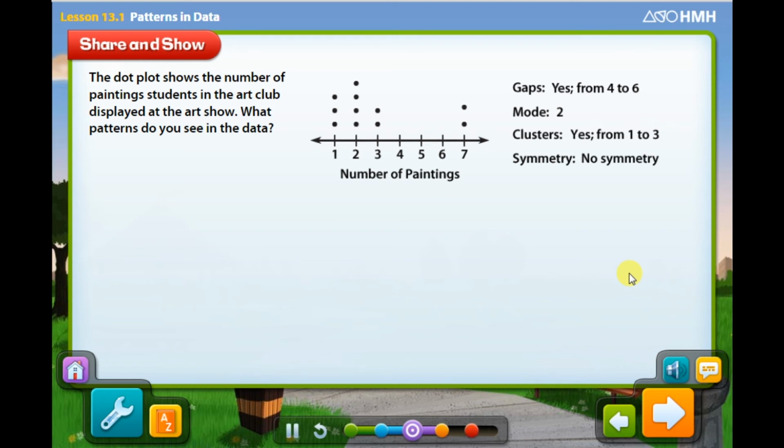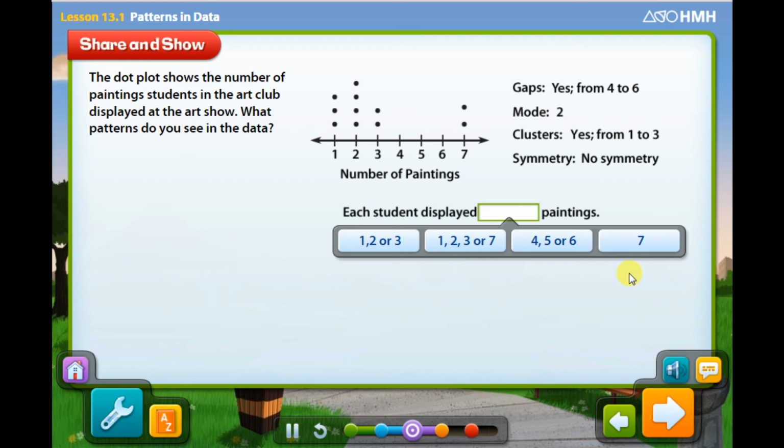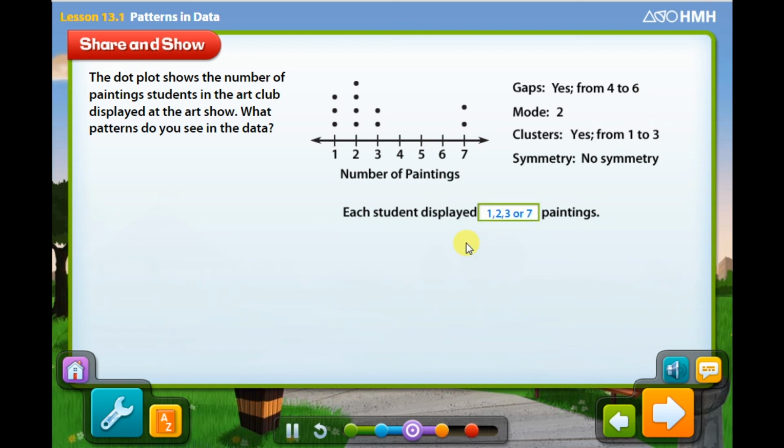Now, use the information about gaps, modes, clusters, and symmetry to answer questions about the art club. How many paintings did each student display in the art show? 3 students display 1. 4 students display 2 paintings. 2 students display 3 paintings. 2 students display 7 paintings. So it's 1, 2, 3 or 7. That's correct. Each student either displayed 1, 2, 3, or 7 paintings.